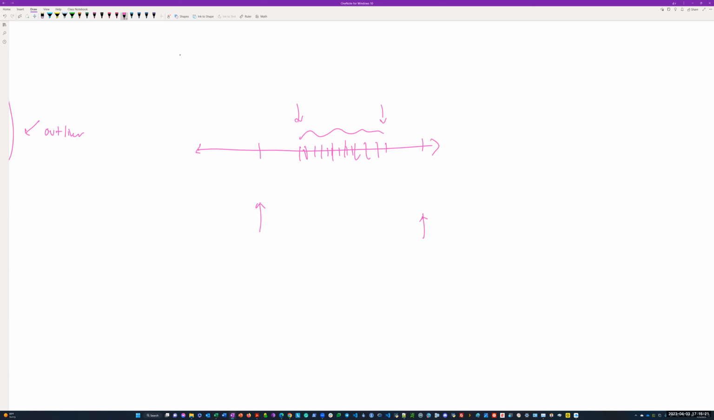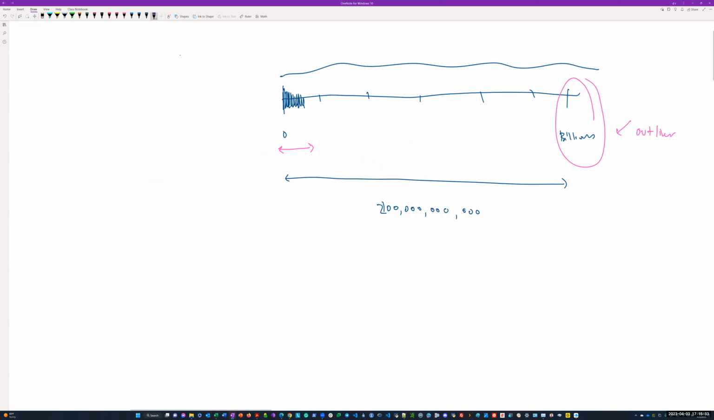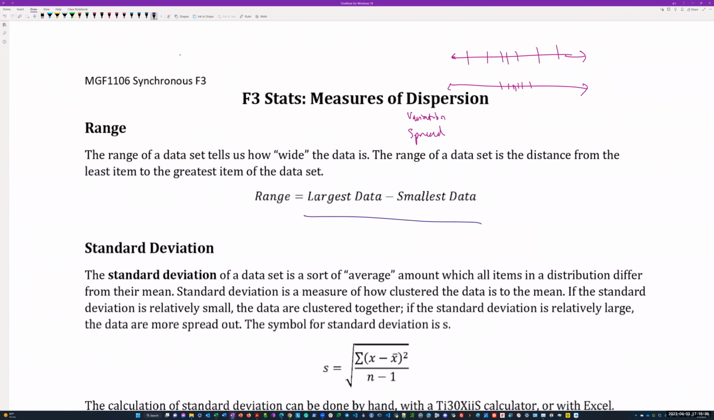We don't know where those are. We don't know what that is necessarily. Does that make sense what I'm saying? We just have data, okay? But you see how the range could be a little bit of an issue. Does that make sense? All right, but you still need to know what range means. You still need to be able to say it's the largest value minus the smallest value.